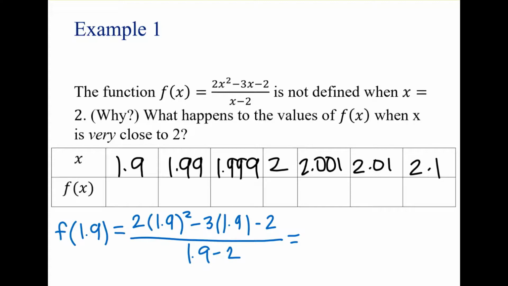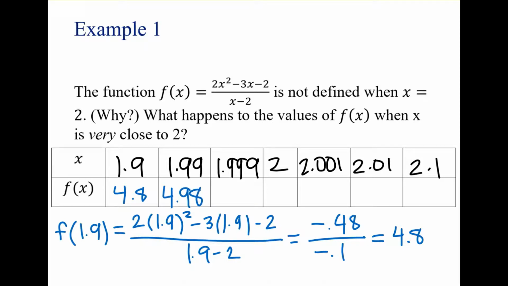For the numerator, we get negative 0.48, and for the denominator, we get negative 0.1. And this simplifies to 4.8. So now we will put 4.8 on the table. Now let's do the same for 1.99. When you substitute 1.99 in for x everywhere in the function, we get 4.98. And now we do the same for 1.999 and we get 4.998.